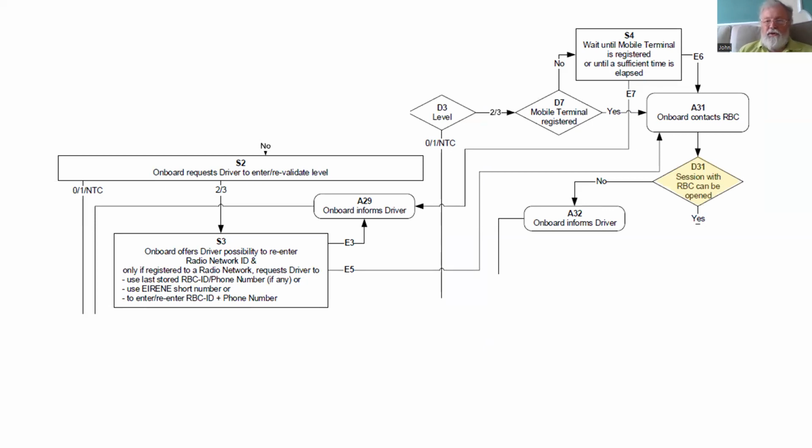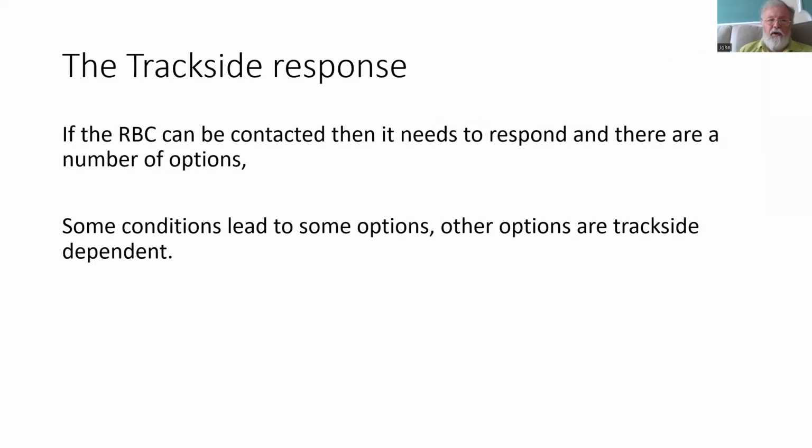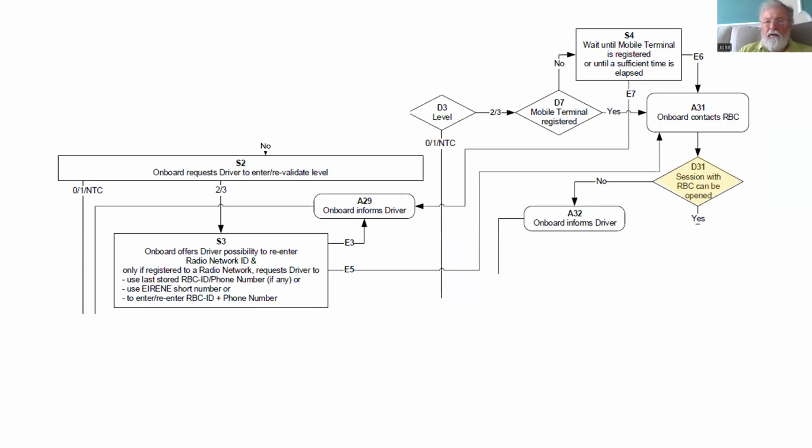If we can't establish a session with the RBC, then the onboard informs, apologies, the box is missing there. The RBC informs the onboard that it can't connect to it. And the way it does that is by displaying a really helpful message, which is "trackside system incompatible." Really tells you a lot about what is happening. What it really means is that the RBC session cannot be opened.